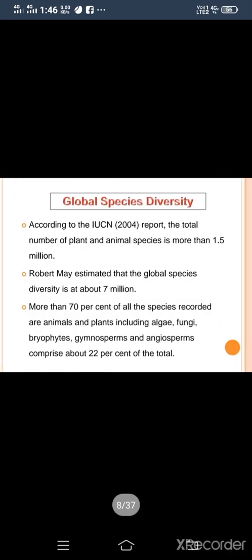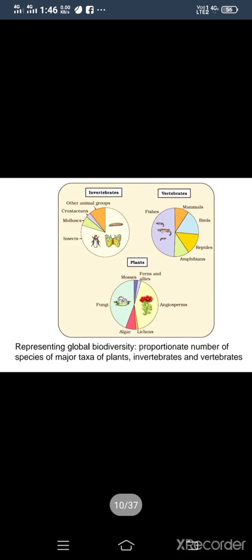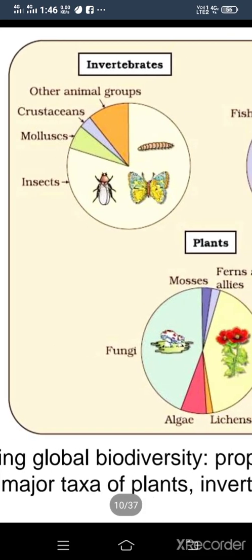Now we will move on to global species diversity. According to the IUCN report of 2004, the total number of plant and animal species is more than 1.5 million. So we'll see the global species diversity with respect to the graphical representation. First, global species diversity with respect to invertebrates.